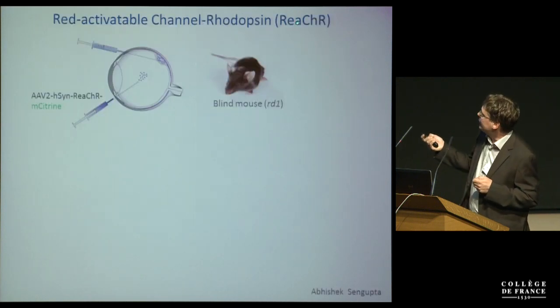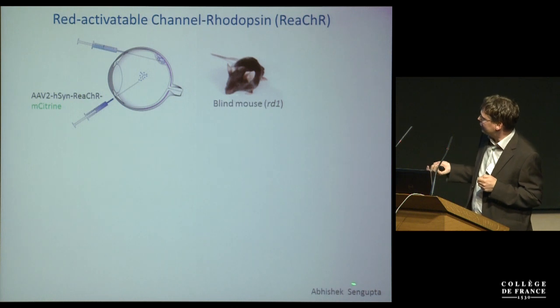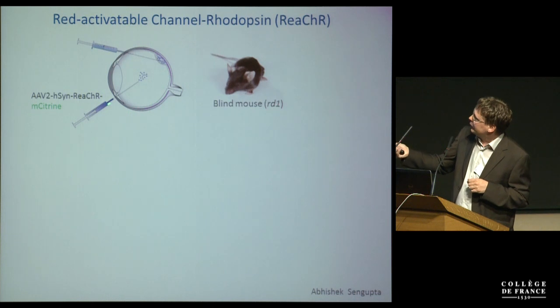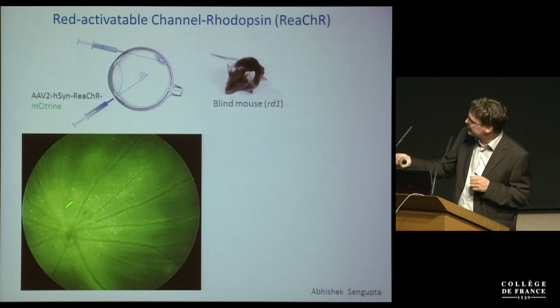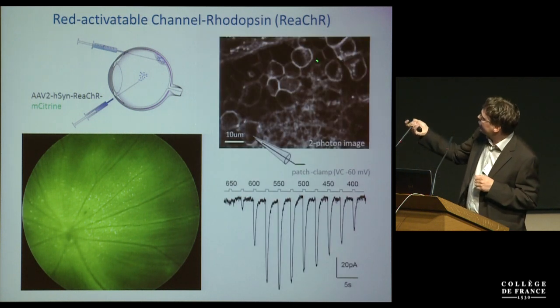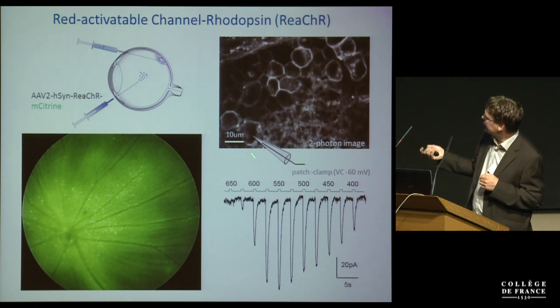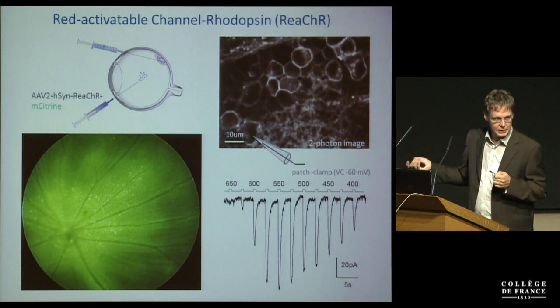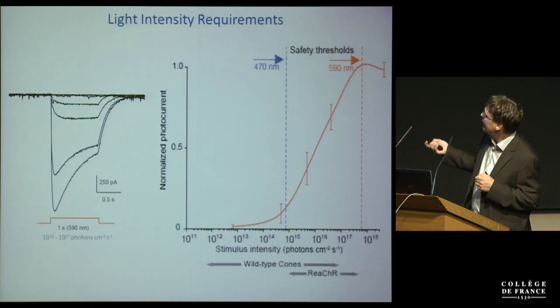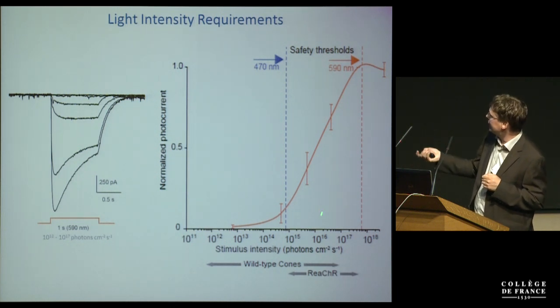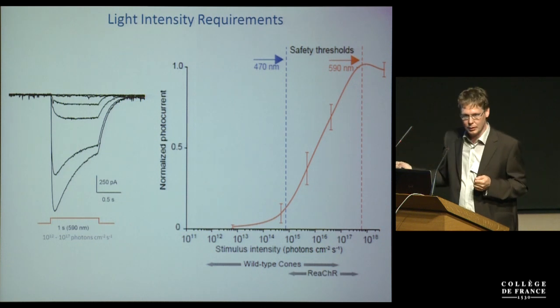So what we used was the ReaChR, and this was a project of a student in my lab, Abhishek Sengupta. He injected a virus, an AAV, encoding the ReaChR subretinally, and this shows the fundus image after 2 weeks. And this is the 2-photon here, and you see nicely expression of the ReaChR in the membrane. And the patch clamp recordings here show that you can stimulate up to 600 nanometer. And this shows the light intensity requirement compared to wild-type cones. ReaChR is in this range, but the key point is that we are below the safety threshold.